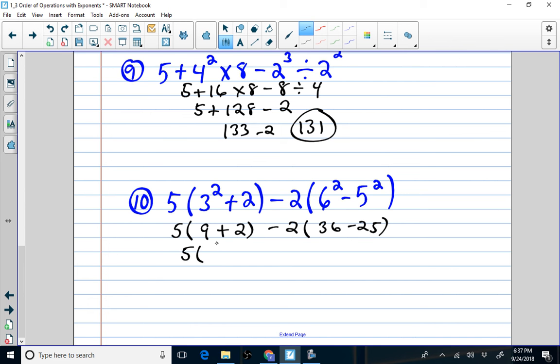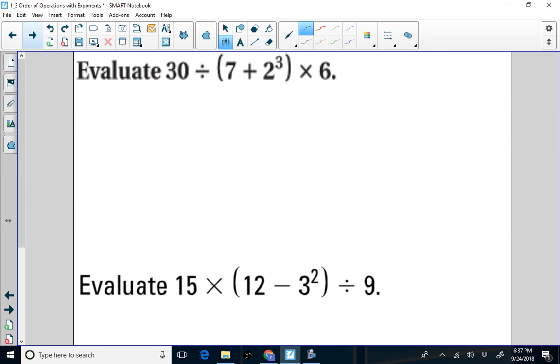Now we can do our parentheses. 9 plus 2 is 11. Minus 2 times 36 minus 25 is also 11. We do our multiplication. 5 times 11 is 55. 2 times 11 is 22. 55 minus 22 should be 33.